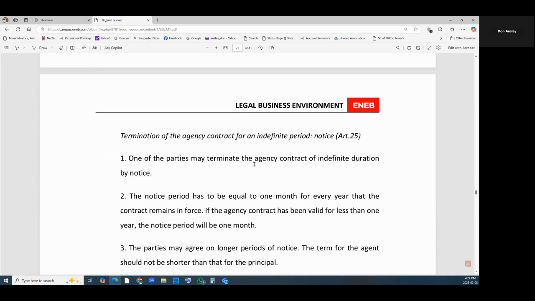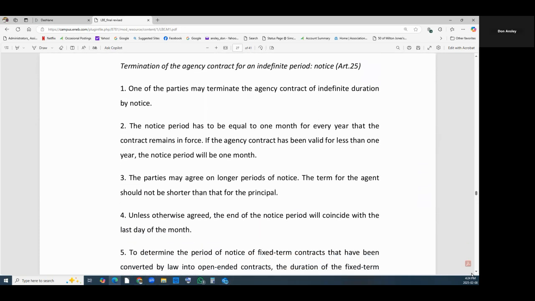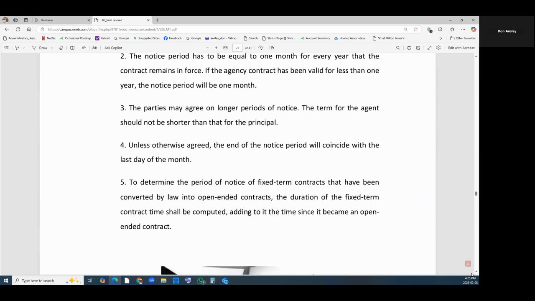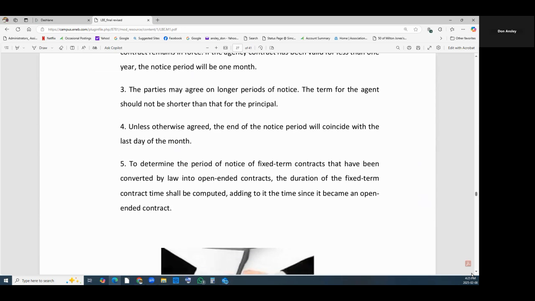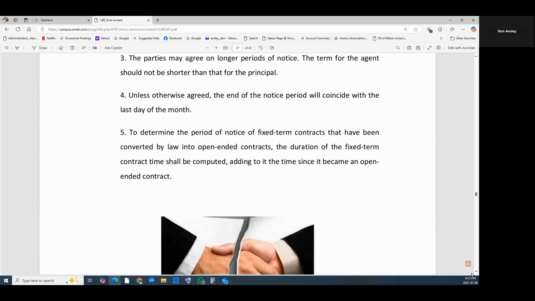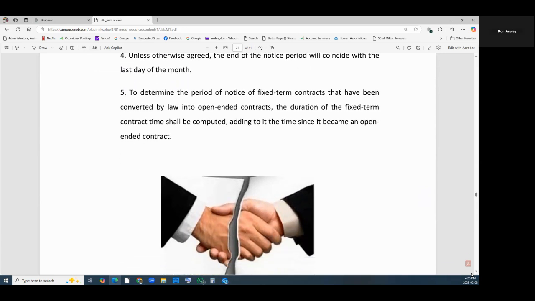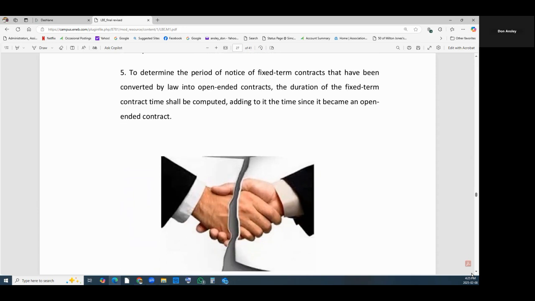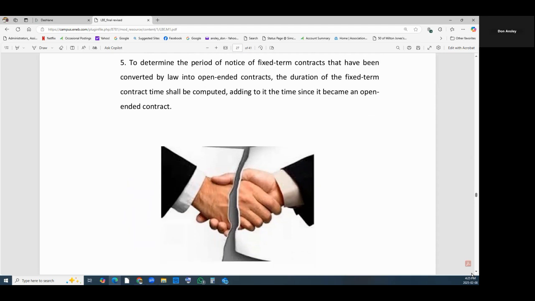One of the parties may terminate the agency contract of indefinite duration by notice. The notice period has to be equal to 1 month for every year that the contract remains in force. If the agency contract has been valid for less than 1 year, the notice period will be 1 month. The parties may agree to a longer period of notice. The term for the agent should not be shorter than that for the principal. Unless otherwise agreed, the end of the notice period will coincide with the last day of the month. To determine the period of notice of fixed-term contracts that have been converted by law into an open-ended contract, the duration of the fixed-term contract shall be computed, adding to it the time since it became an open-ended contract.